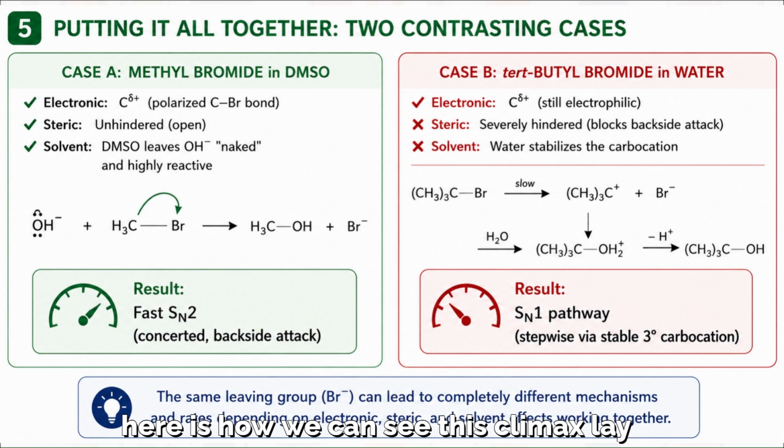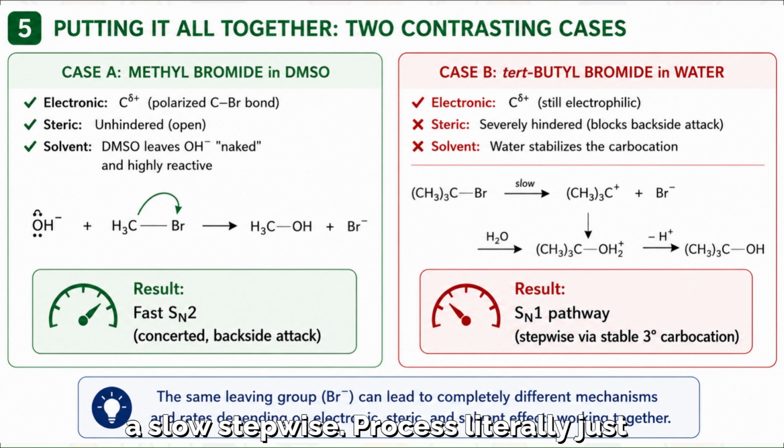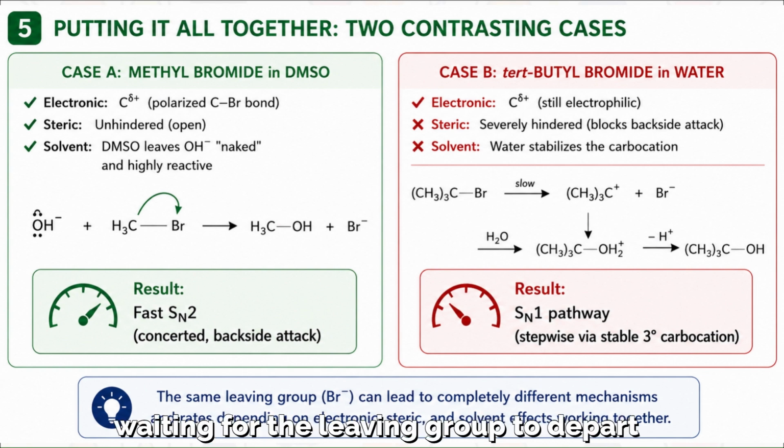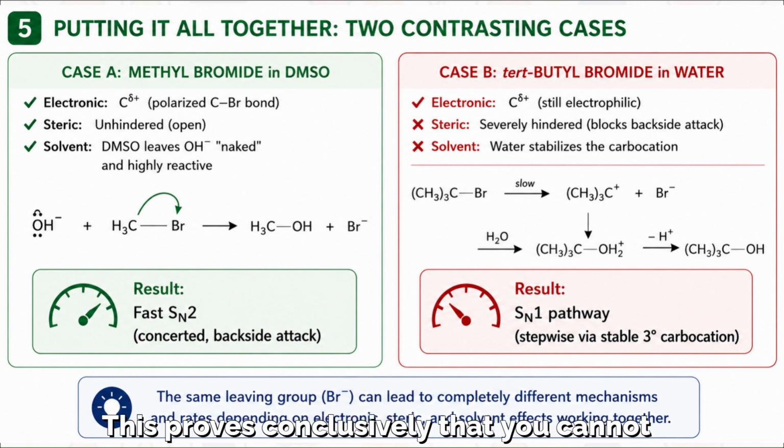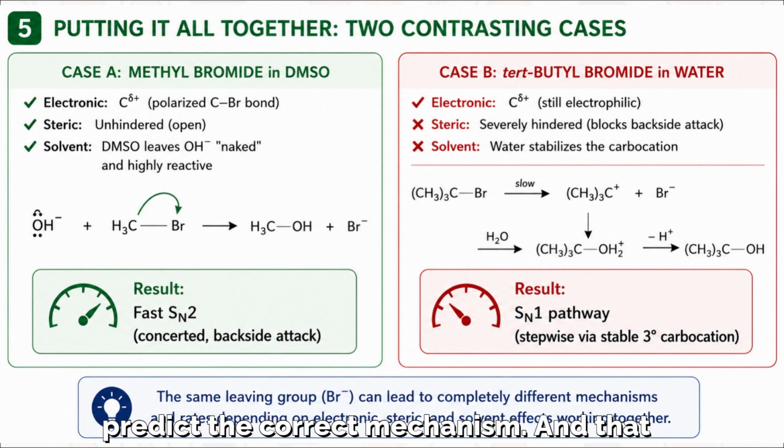Now, what's really fascinating here is how we can see this climax play out side by side. For the first case, we get a beautiful, single-step concerted backside attack, simply because the stage allowed it. But for the second case, it's a slow, stepwise process, literally just waiting for the leaving group to depart to form a stable tertiary carbocation. This proves conclusively that you cannot just look at the electrophile in isolation. You absolutely must look at the structural and solvent environment to predict the correct mechanism.